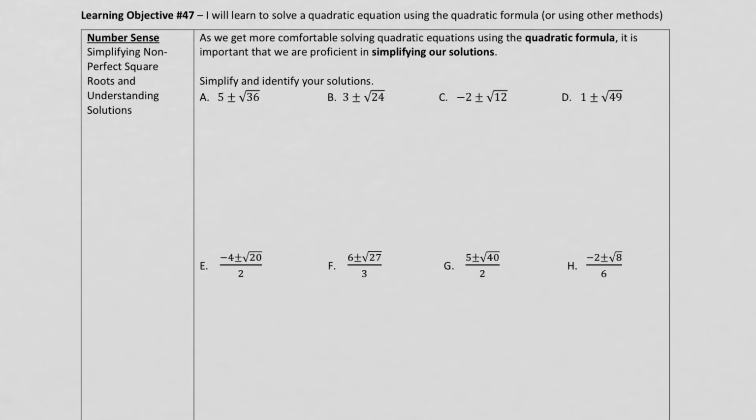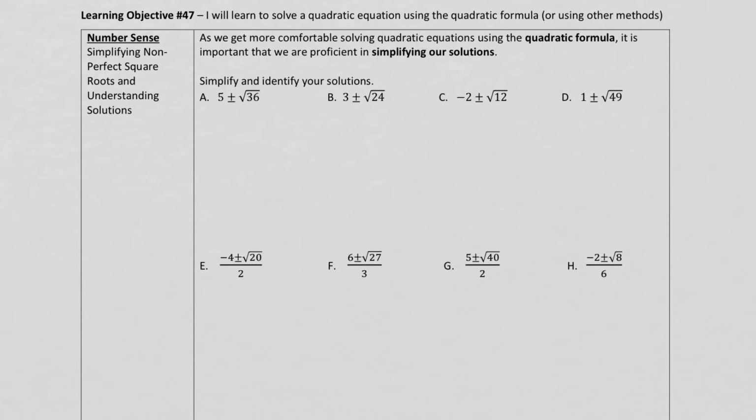Alright guys, so to get more comfortable solving quadratic equations, we have to get very good at being okay working with square roots. So in examples A through H, we're going to just practice simplifying and identifying our solutions from these steps. So in example A, I see 5 plus or minus the square root of 36.